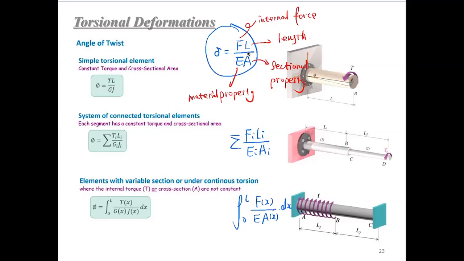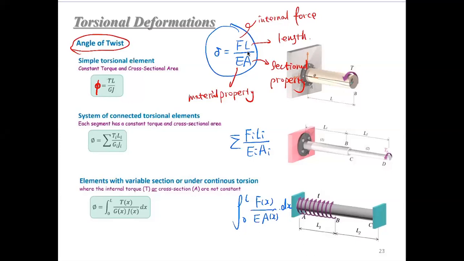As we mentioned in the beginning, the deformation of a torsional element will be an angle of a twist. Right? Angle of a twist. That is the phi. We use phi to denote angle of a twist, which is the deformation in a torsional element. You can see here we also have 4 terms. This is T, this is L, and G, and J, right?